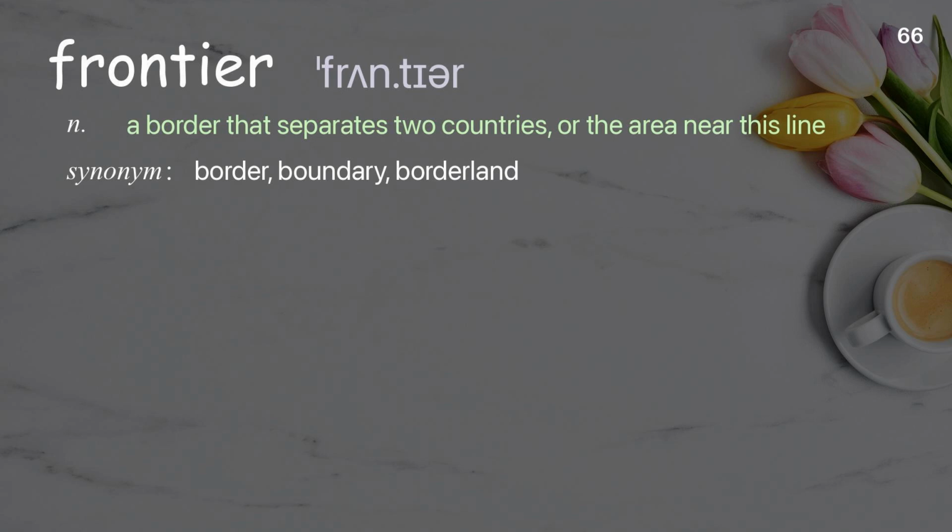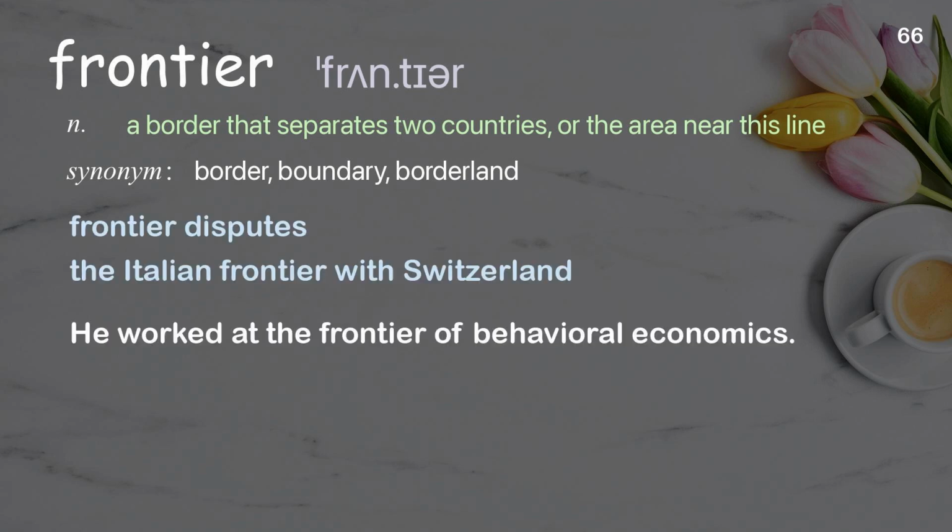Frontier. A border that separates two countries, or the area near this line. Examples: Frontier disputes. The Italian frontier with Switzerland. He worked at the frontier of behavioral economics.